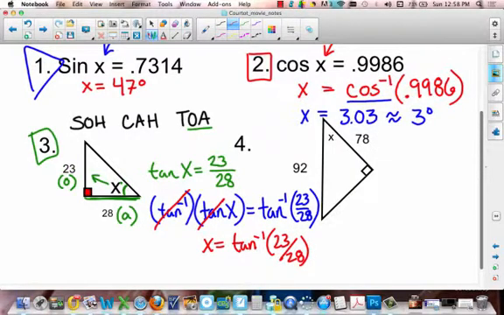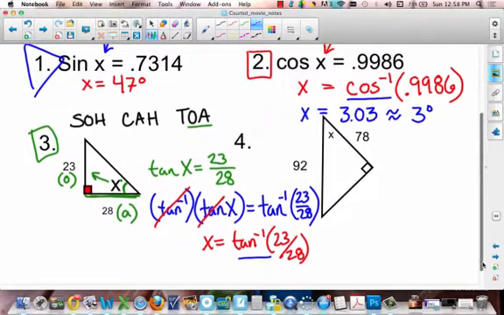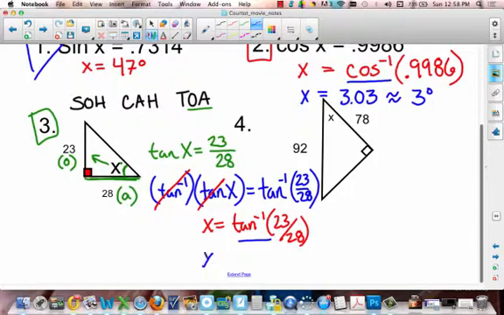I put that in my calculator. I hit second function, tangent, which gives me tangent -1. It has the open parentheses, 23 divided by 28, close the parentheses, hit enter. X is equal to 39.4 degrees. Remember, we round to the nearest whole number, so 39 degrees.